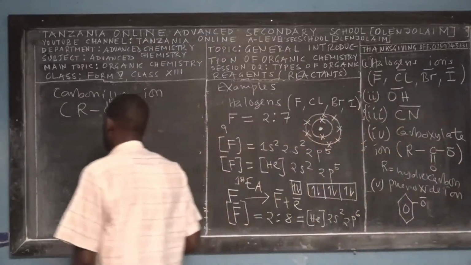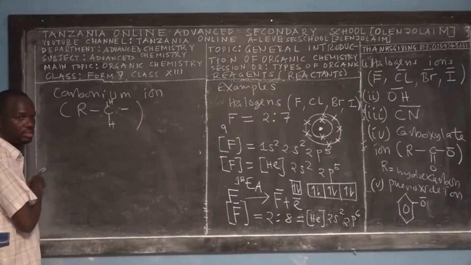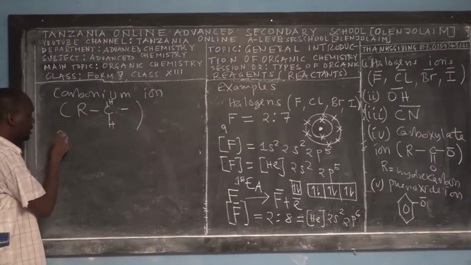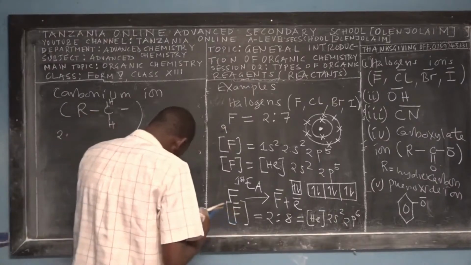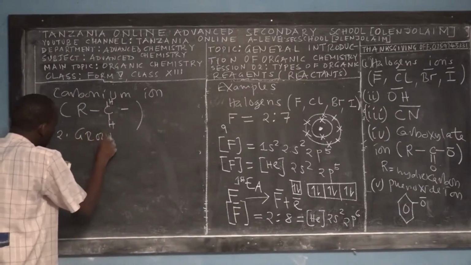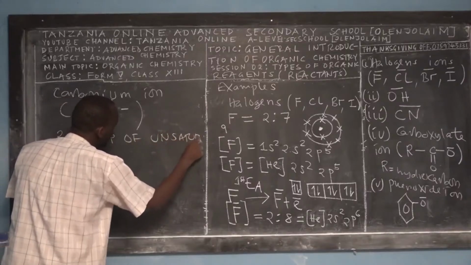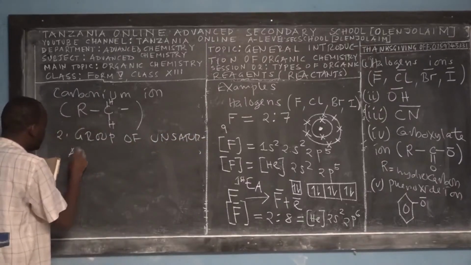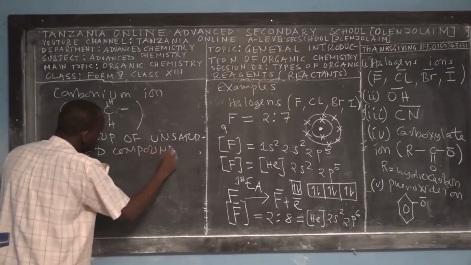That's the first group of ions. Did they use Roman numerals or numbers? So this is number 2. Okay. So you say that the second type is a group of unsaturated compounds.